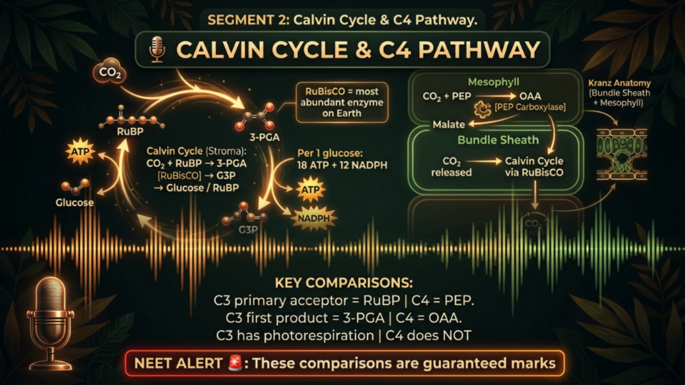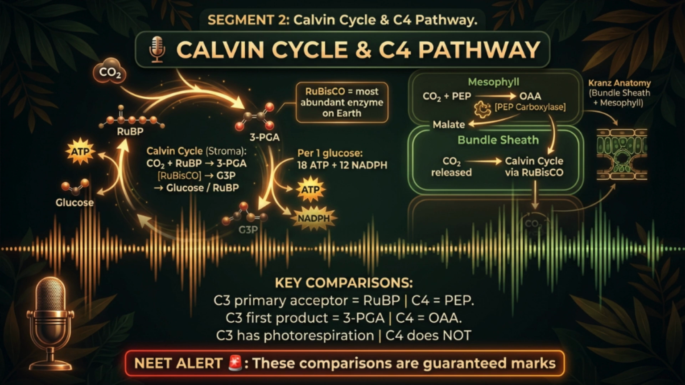Third, regeneration of RuBP. The remaining G3P molecules, using more ATP, are converted back into RuBP to keep the cycle going. For every 6 CO2 fixed, producing 1 glucose, the cycle uses 18 ATP and 12 NADPH, and Rubisco is literally the most abundant enzyme on Earth.